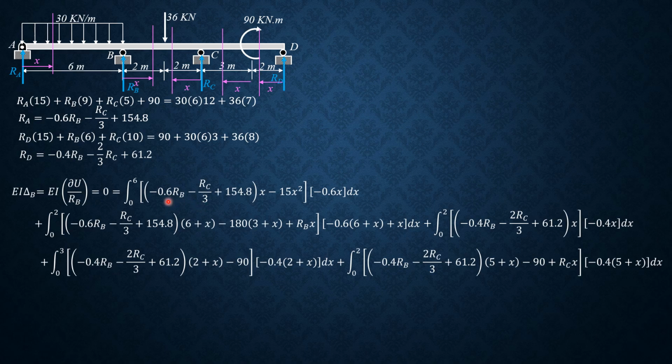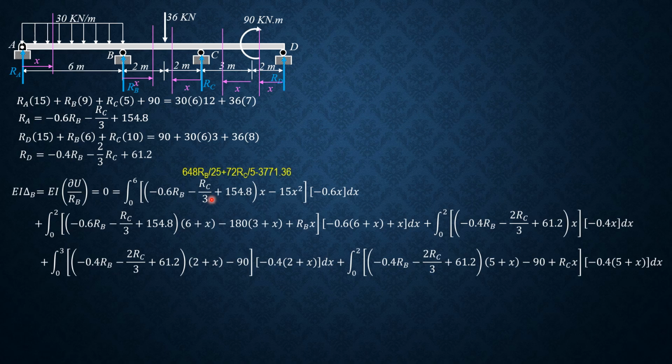So evaluate separately. For RB, for example, negative 0.6 of X times negative 0.6 of X dx, 0 to 6. And for RC, negative 1/3 of X times negative 0.6x dx. For the constant, integral 0 to 6 of 154.8x minus 15x squared times negative 0.6x dx. That's only an example, then do it for the remaining integrals.